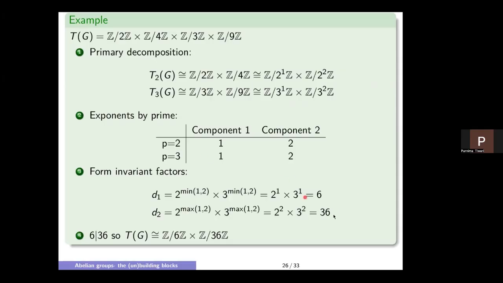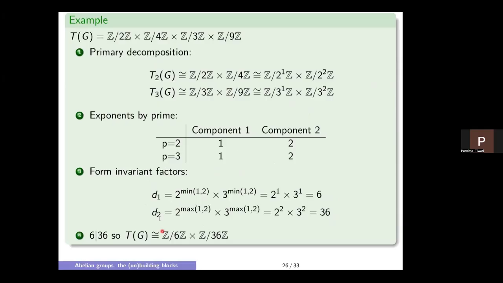When we exponentiate by the prime, we have the components. So in T2, we have 1 and 2 as the powers of 2, and in T3, we have 1 and 2 again. So we form the invariant factors where we take the minimum and the maximum. So we get 6 and 36.